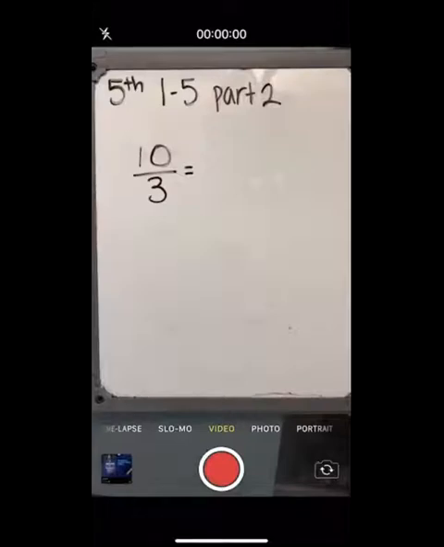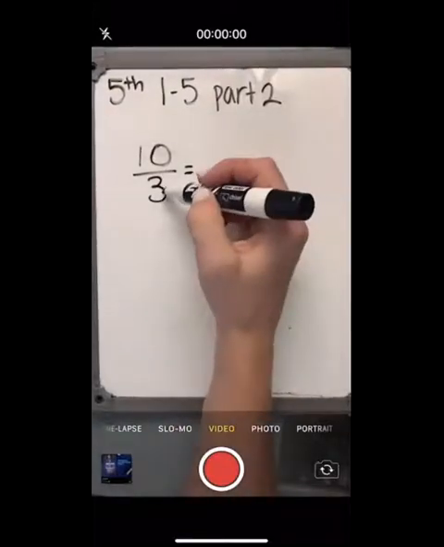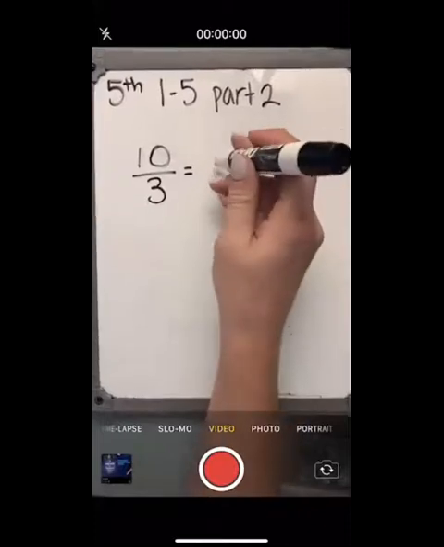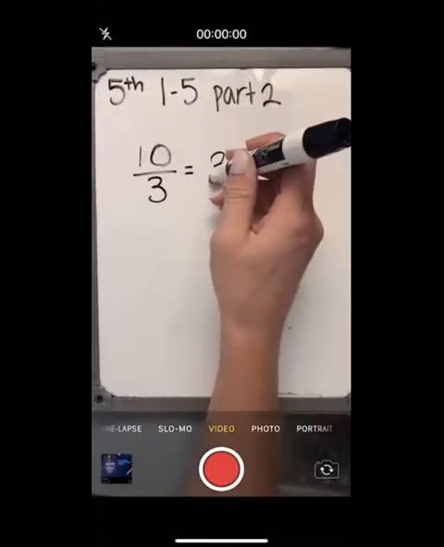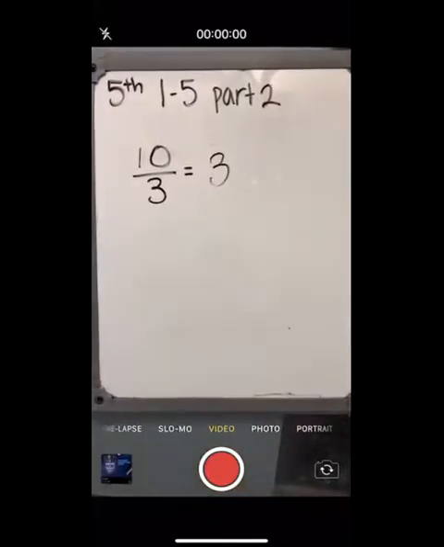Hopefully you were able to look at this and say, well, I know that 3 goes into 10 3 times, because 3 times 3 is 9. So I can pull out 3 wholes.